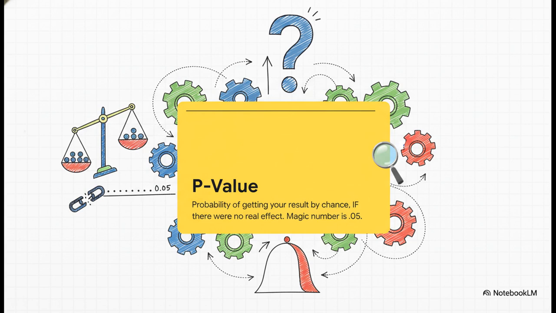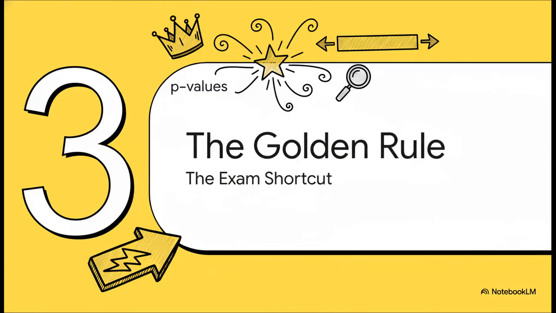If that probability is really, really low, and the magic number is usually less than 5%, or p less than 0.05, we say, you know what, that's too unlikely. We reject the no effect idea and conclude our finding probably wasn't just a random fluke. Okay, now for the really cool part. This is where it all clicks together.